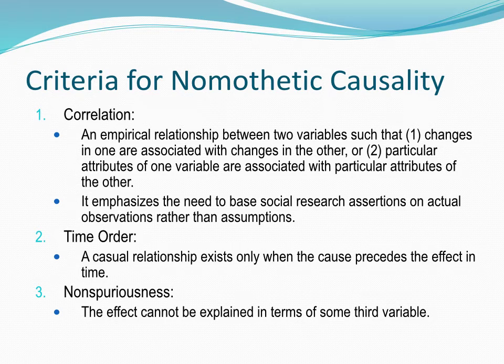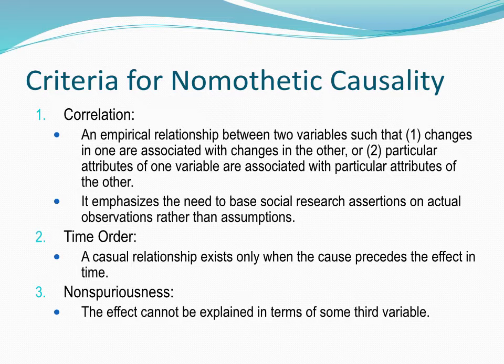So, as I just said, the first criterion for a nomothetic causal relationship in social research says that the variables must be correlated. Correlation is an empirical relationship between two variables such that 1, changes in one are associated with changes in the other, or 2, particular attributes of one variable are associated with particular attributes of the other. Correlation emphasizes the need to base social research assertions on actual observations rather than assumptions.